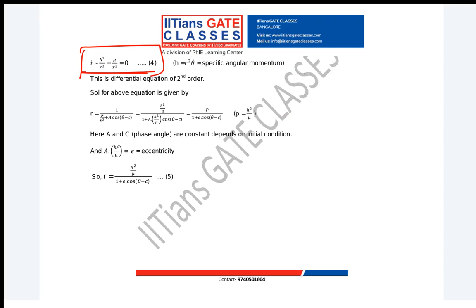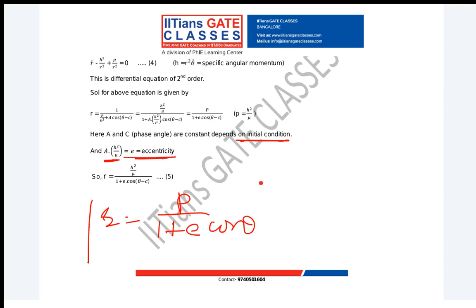Now the solution of this, it's a second order differential equation, and it is given first by this, and then finally written in this form. You can say in the simplified form, the value of this A is constant here, and C is constant, which will be from the initial condition of the trajectory. Now finally, this A into h square by mu is given by the eccentricity E. And your equation is r equal to p upon 1 plus e cos theta, because C will also be 0 in most of the cases.